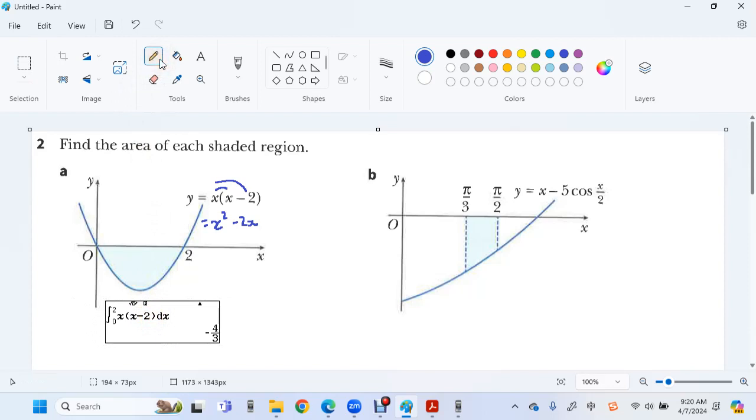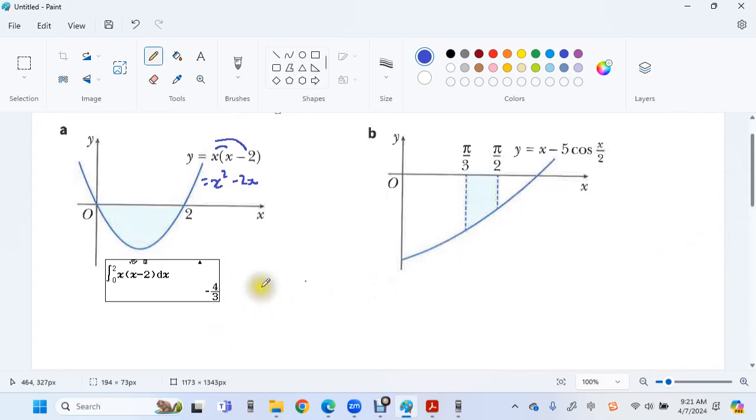Why is it negative? Because we know that above the x-axis is positive, and below the x-axis y is negative. So after we get the integration as negative 4 over 3, the area is 4 over 3.